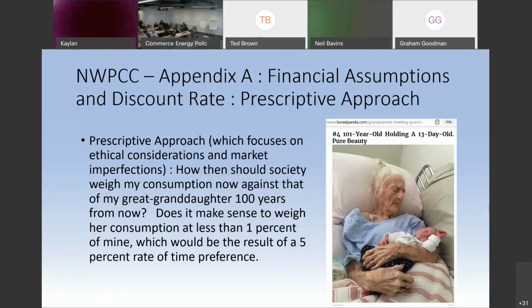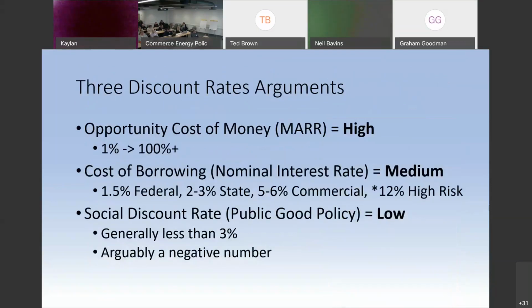And so that's one of the things that they look to do within their rule setting, where they landed on 4%, was to balance both the prescriptive and the descriptive approach to evaluating discount rates. So within the discount rates, there are three basic arguments that float around. It's what can I do with my money, the minimum attractive rate of return. I need to earn a profit, and profit could be a very big number for a lot of people.